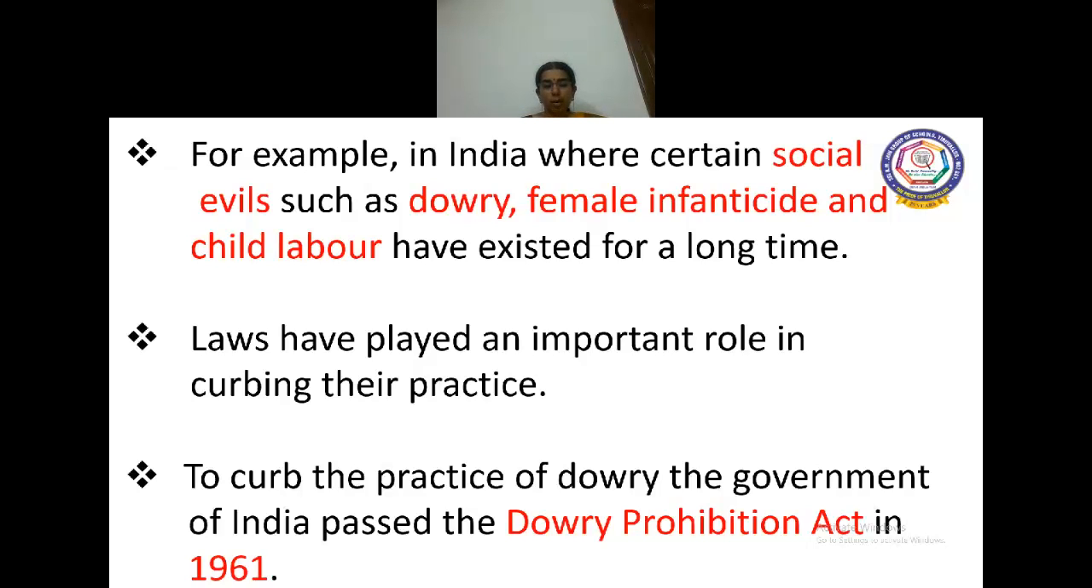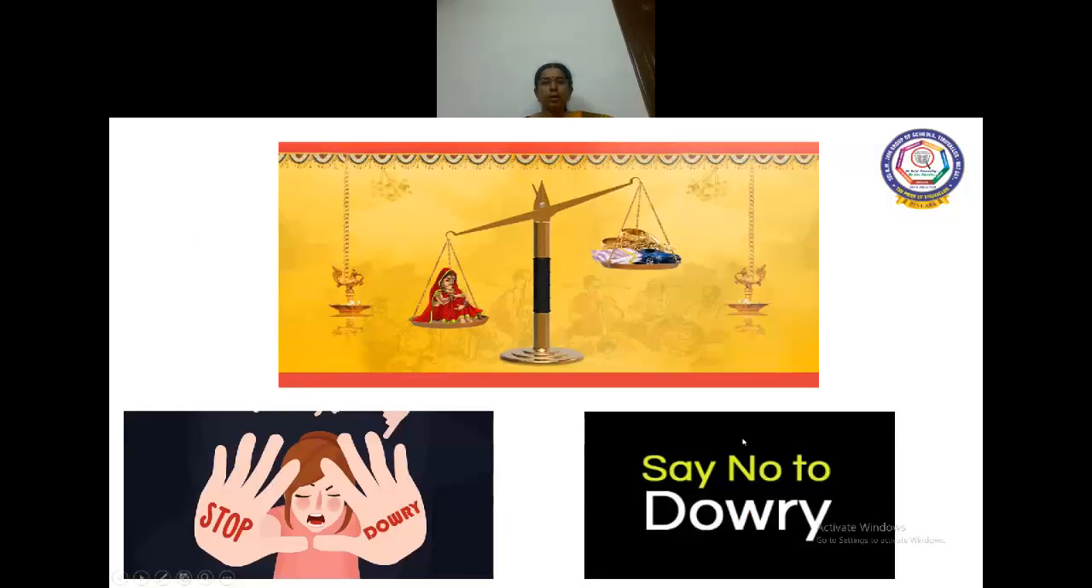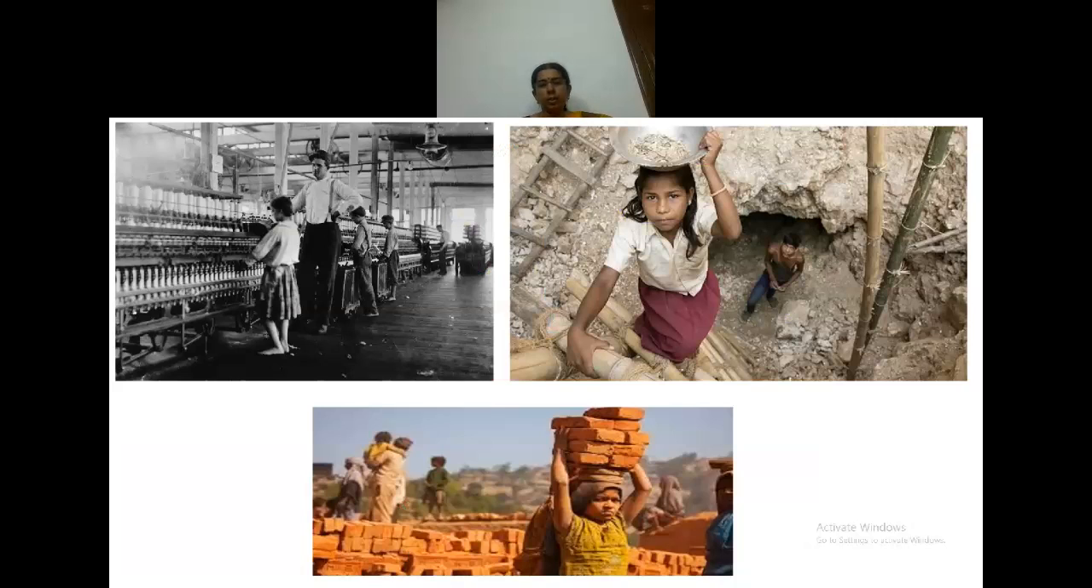So here, these laws have played an important role in curbing the practice of dowry. Whoever gets the dowry, if they are caught, they have to be imprisoned for 5 years or they will be levied a fine. So by following this law, the government curbed the practice of dowry by passing the Dowry Prohibition Act in 1961. Here you can see, we should always say no to dowry and we have to stop the practice of dowry. Here you can see the children engaged in work. This is also prohibited by passing the Child Labour Prohibition and Regulation Act in 1986. So this act curbed the practice of child labour in India.